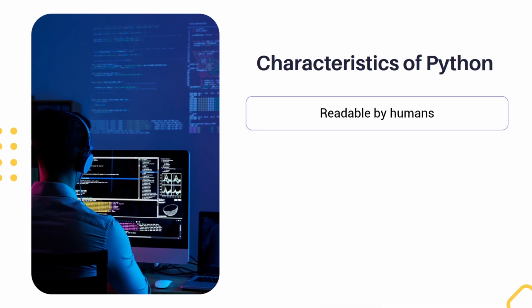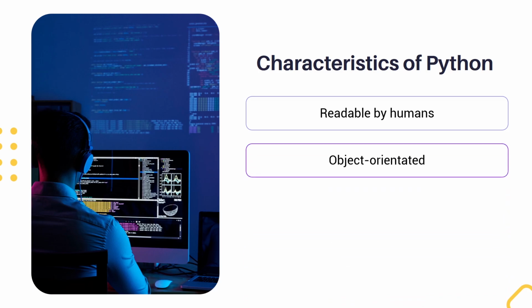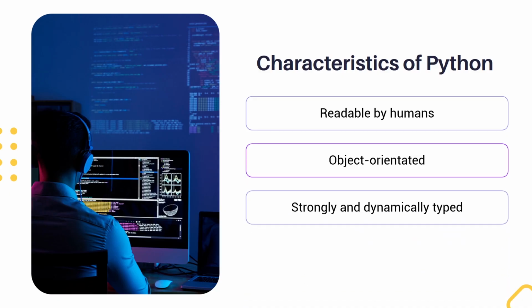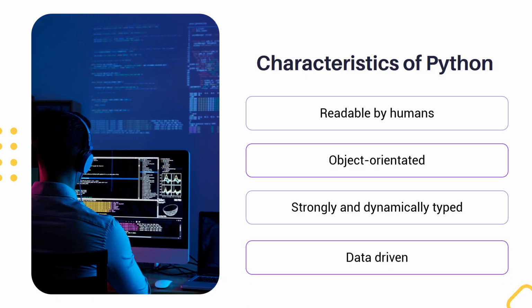And this brings us to the characteristics of the Python programming language. The first is that Python is extremely human readable. This is one of the characteristics in Python among the development community that is widely praised. Next, Python is also an object-oriented programming language, otherwise known as OOP. It is also a strongly and dynamically typed programming language, which provides you with a lot of flexibility. And lastly, Python is also one of the best data-driven programming languages.